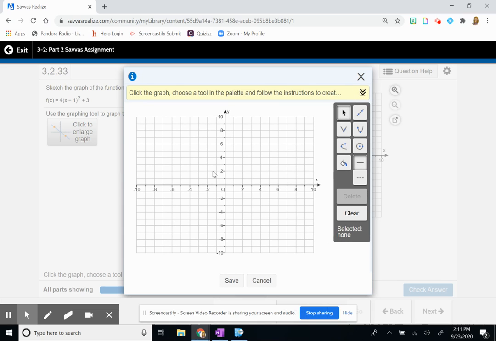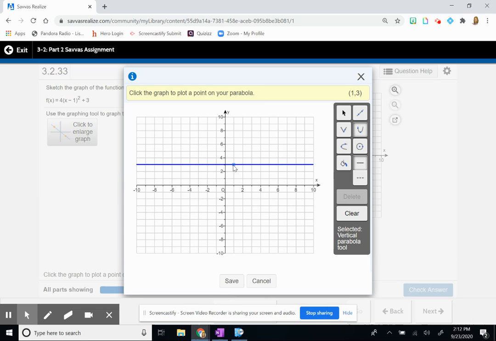Now, all I'm doing for this problem is sketching a parabola. So I am going to select the parabola tool. Then it says, click the graph to plot the vertex of your parabola. I want my parabola to be solid, so that's automatically going to be selected. So the first thing that I need to click on this graph is the vertex. So go back and look at the equation. The vertex should be the opposite of this number, so 1 and then 3. So 1, 3, over 1, up 3. Here we go. So I'm going to put a point right here.